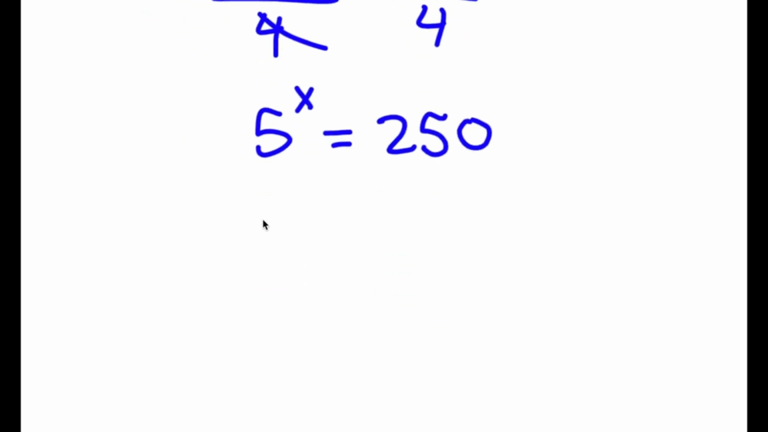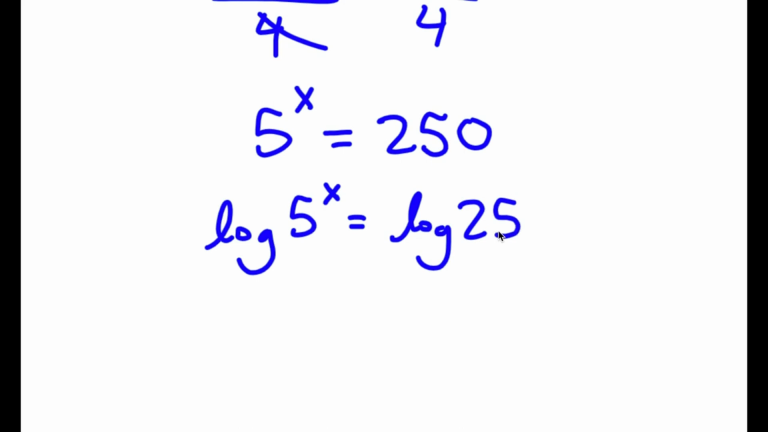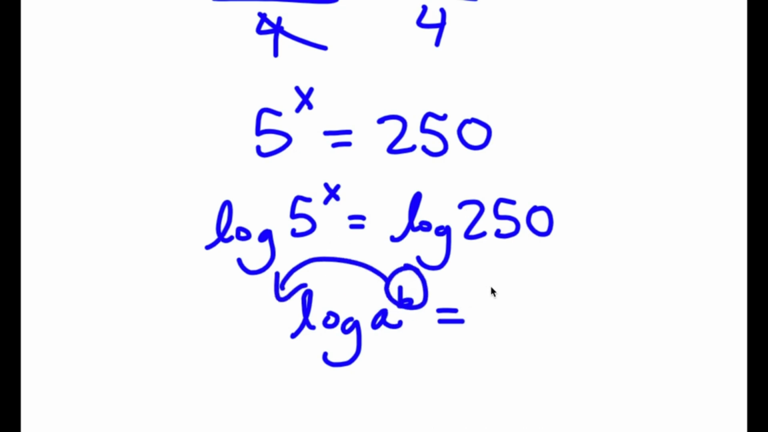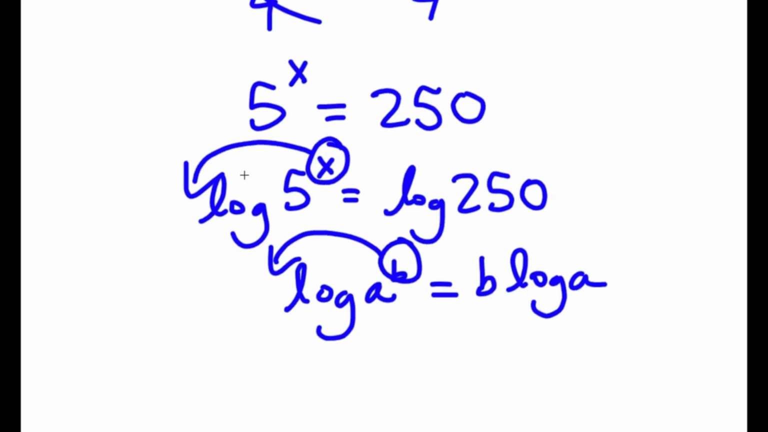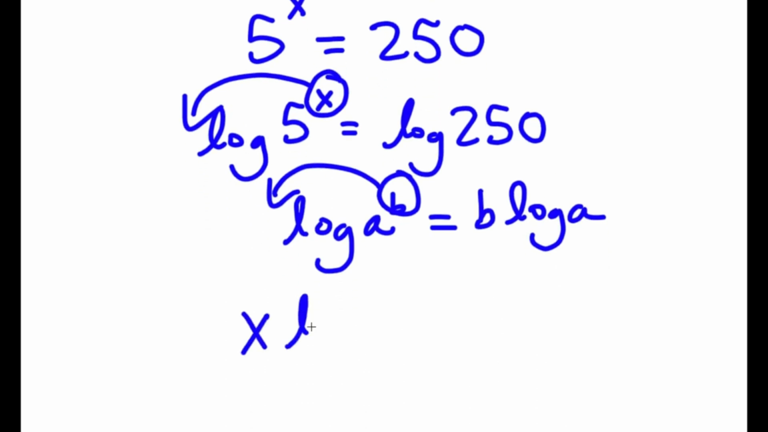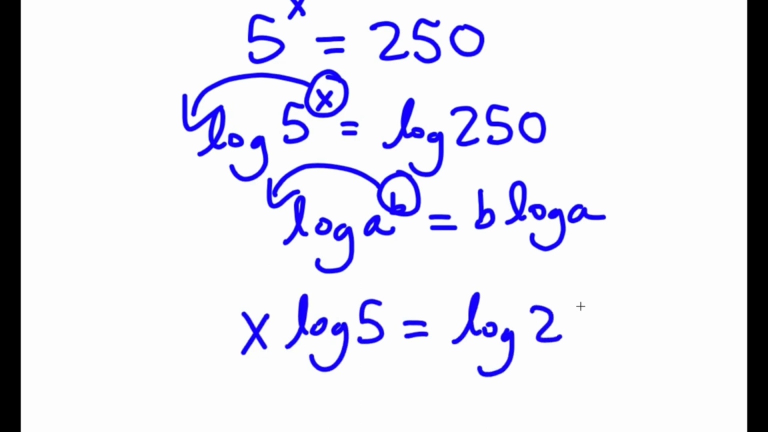So now I'm going to take the log on both sides. So now I have log 5 to the power of x is equal to log 250. And if I have something in the form log a to the power of b, I can move this exponent b to the front. So now I have b times log a. So log 5 to the power of x, I can move x to the front. So now I have x times log 5 is equal to log of 250.